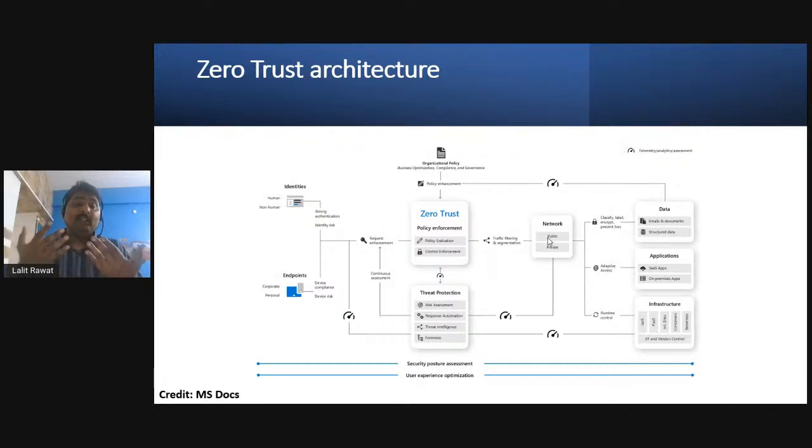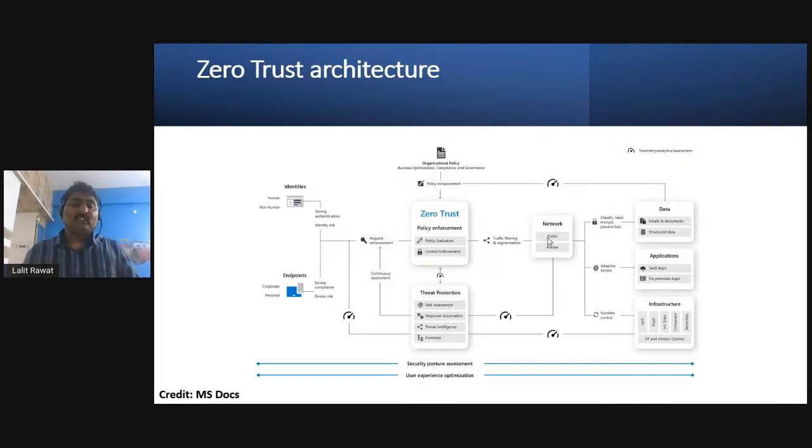You can apply the Azure policies. In Intune, device management, right? Identity access or identity risk management with human or non-human devices. You'll have multi-factor authentication, right? You'll have conditional access, privileged identity management, and so many other things which we'll talk about.